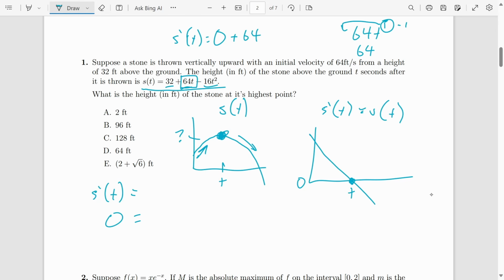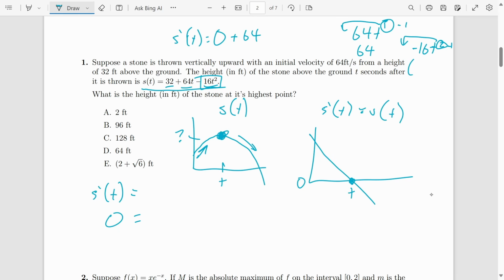So you've got 0 plus 64, and then we find the derivative of negative 16t squared. We're going to do the same thing: take that 2, move it out to the front, and then reduce it by 1.